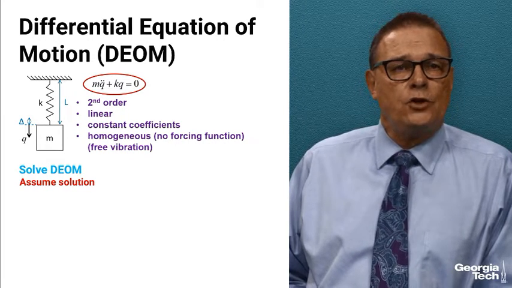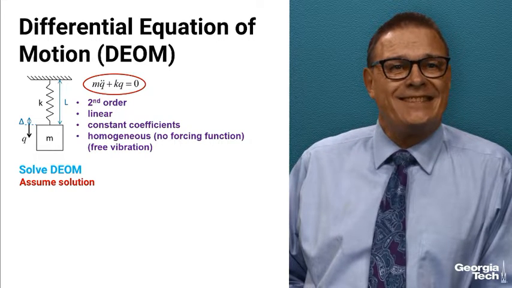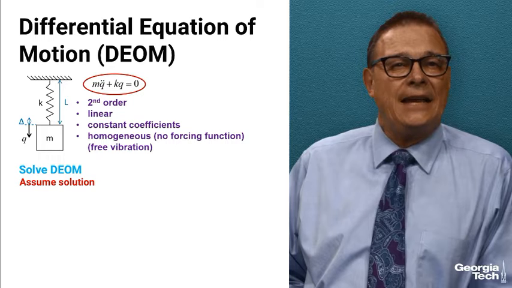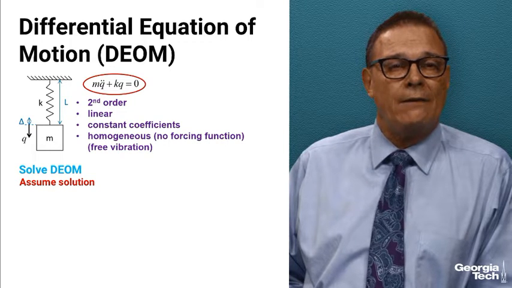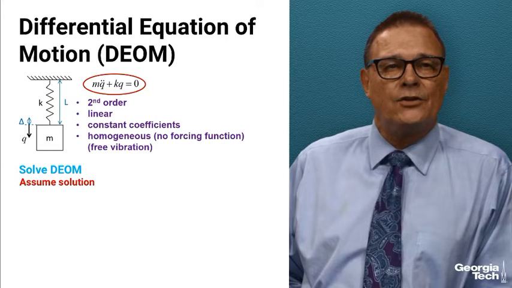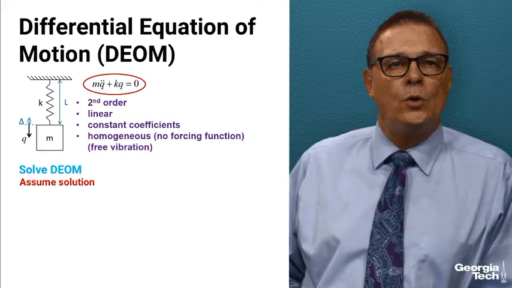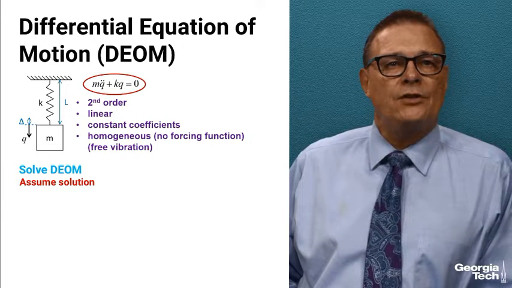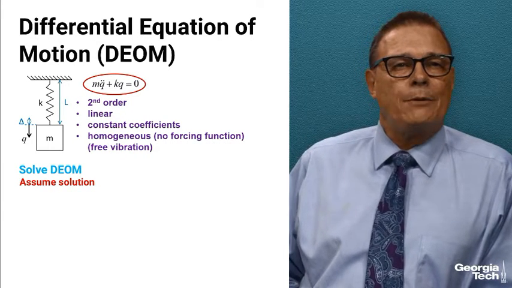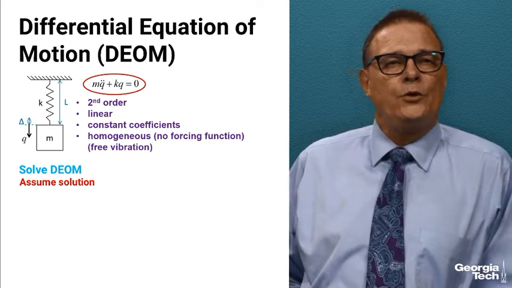Since the differential equation involves the function q and its second derivative, and we've got to add those terms together and have it come up to 0, that means q double dot and q must be of the same form. So I'm going to assume a solution where q and q double dot have the same form. And you might want to stop the video and think for a second about what kind of a function would be able to do that.